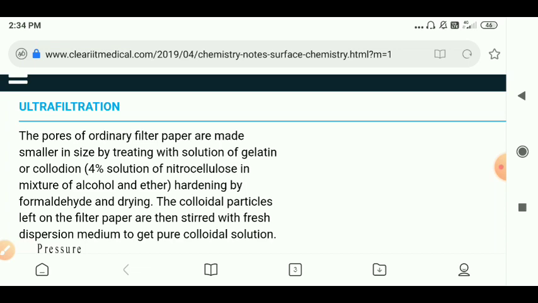So the colloidal particles left on the filter paper are then stirred with fresh dispersion medium to get the pure colloidal solution. What I am saying here is that in that process we just filter. When we filter, the colloidal particles are obtained as the residue. Then again you pour in the fresh dispersion medium, and we get a pure colloidal solution. By using an ultrafilter the filtration takes place, and that is also ultrafiltration. The separation of the sol particles from the liquid medium and electrolytes by filtration through an ultrafilter is called ultrafiltration. So that's all about ultrafiltration.